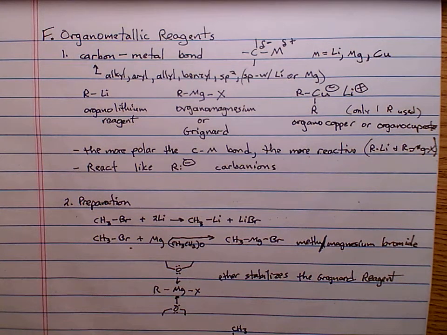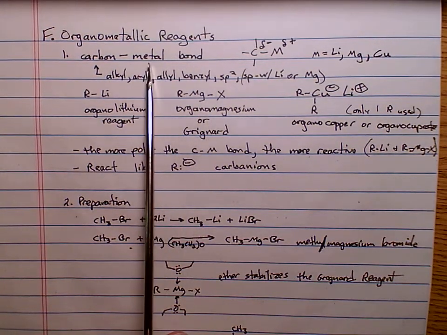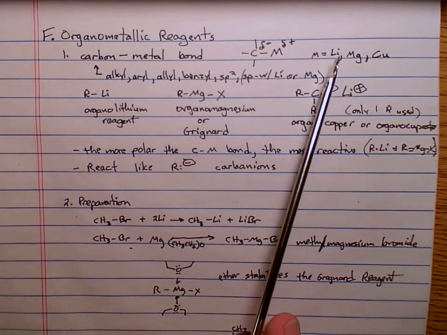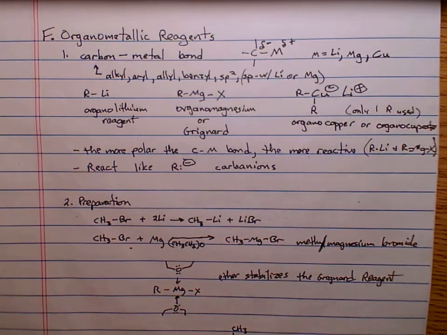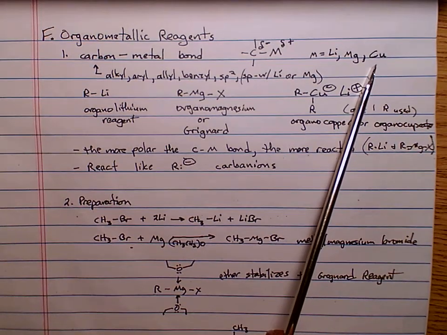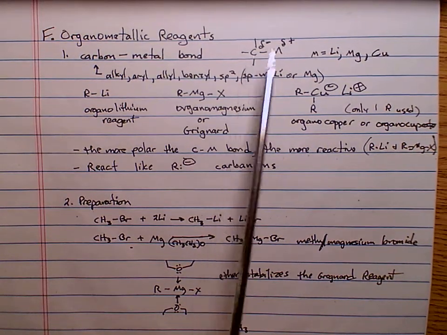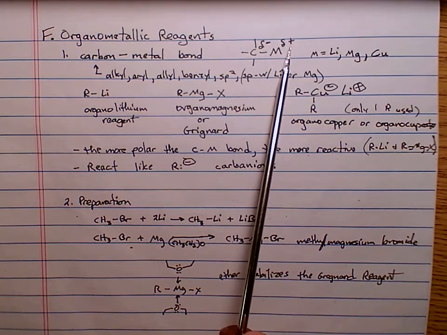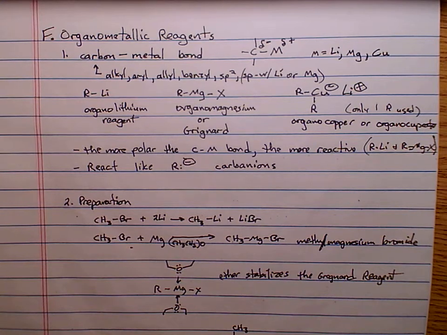Okay, organometallic reagents. Very important in organic chemistry. We are going to make a carbon-metal bond. The reason it's very important is that the metal atoms in organometallic organic chemistry are usually lithium, magnesium, or copper, the main ones we're going to use. Lithium, magnesium, and copper are less electronegative than carbon. Carbon is more electronegative, which means if we have a carbon-metal bond, the metal is positive and the carbon is negative.